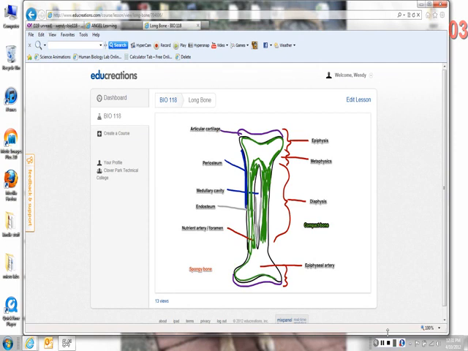Your spongy bone is where you're going to have the red marrow, and we'll have that be an orange. It's going to be found in the ends of the long bone.